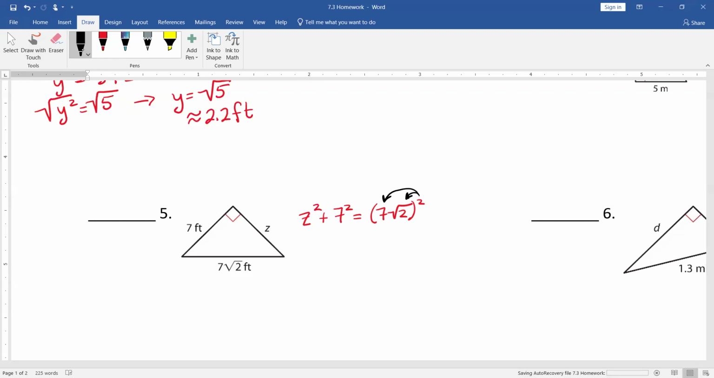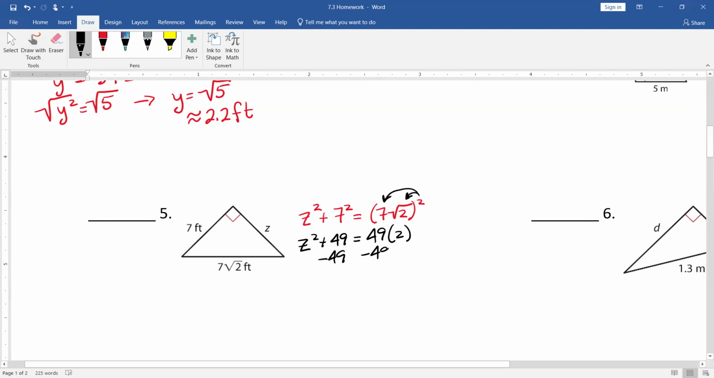So we know that z squared plus 49 equals, well, 7 squared is also 49, and then the square root of 2 squared is 2. It cancels out. So this is like 49 times 2, and that would be 98. 49 times 2 is 98. But I'm going to subtract the 49. So instead of having two 49s now, we just have one. So z squared equals 49.